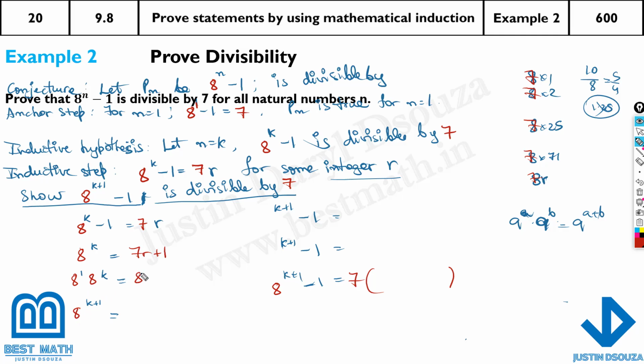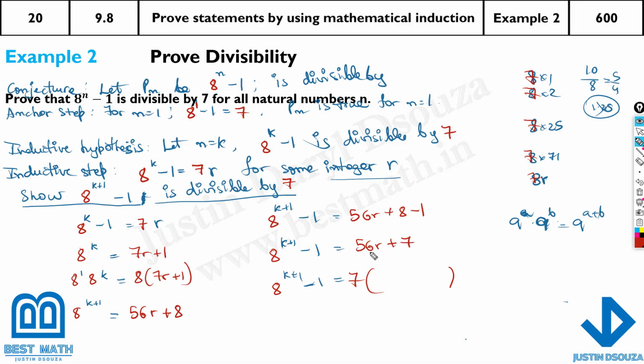But what happens over here? You're multiplying this also by 8. It will be 8 times (7r plus 1). 8 times 7 will be 56. So it is 56r plus 8. And now we are subtracting 1 on both sides, or adding minus 1 on both sides. It's going to be 56r plus 8 minus 1. So now here it's 8^(k+1) minus 1 on the left side, and you're having 56r plus 7.